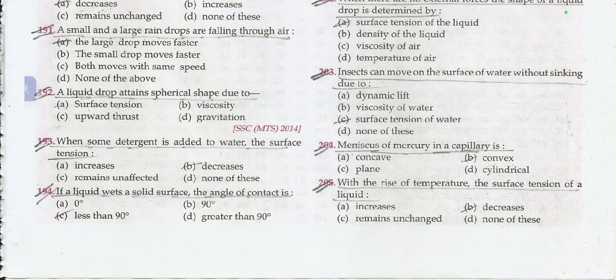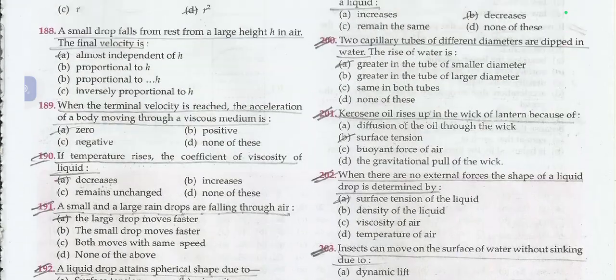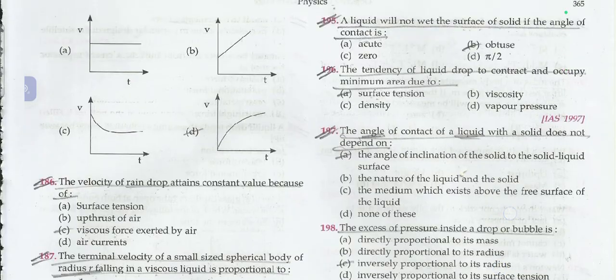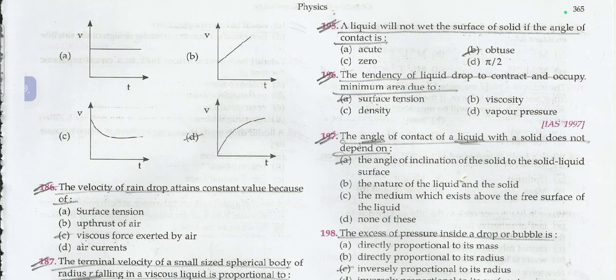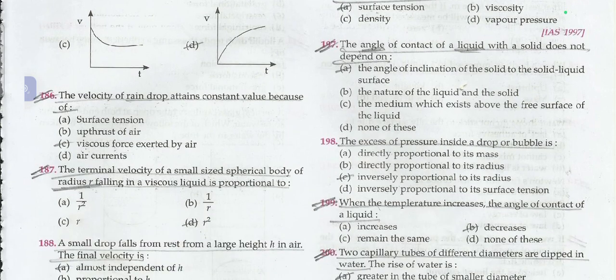If a liquid wets a solid surface, the angle of contact is less than 90 degree. A liquid will not wet the surface of solid if the angle of contact is obtuse. The tendency of liquid drop to contract and occupy minimum area is due to surface tension. The angle of contact of a liquid with a solid does not depend on the angle of inclination of the solid to the solid liquid surface.